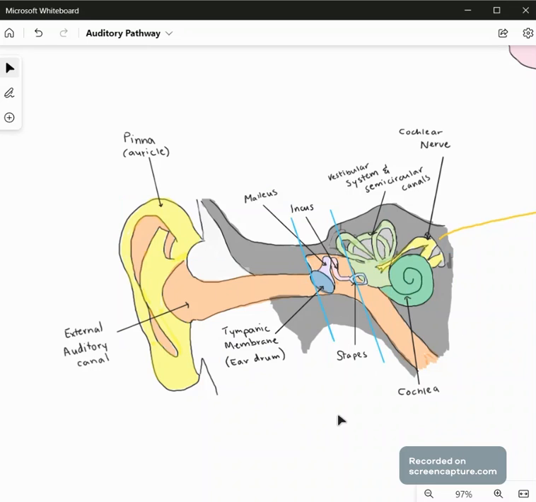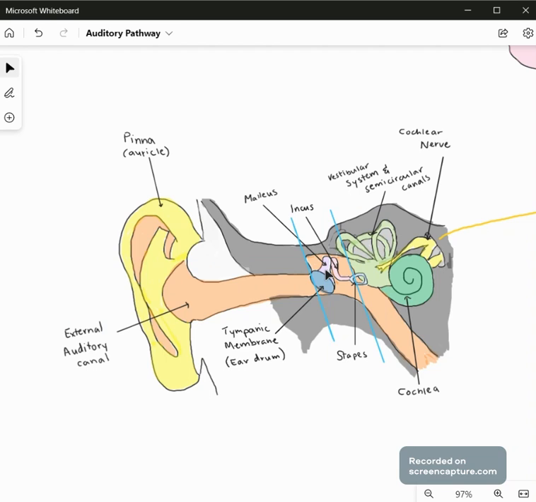So how does sound travel through all of these structures and get to the brain? First, some stimulus creates a vibration that travels through a medium in the form of a wave until it reaches the pinna. The pinna amplifies the sound wave and sends it through the external auditory canal to the tympanic membrane. The tympanic membrane then vibrates, which moves the ossicular chain consisting of those three bones I talked about earlier.